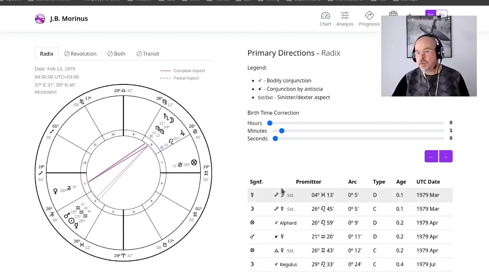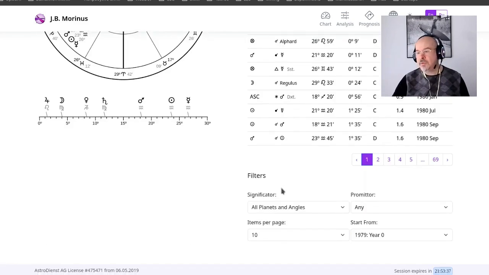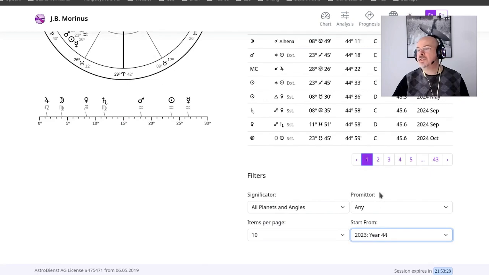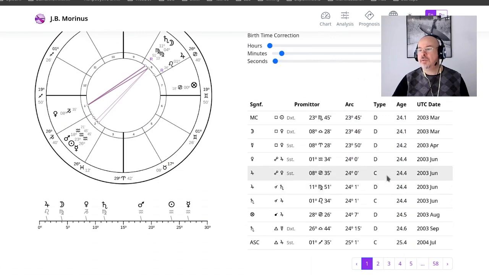Let's now examine what was happening in 2003. I will input 2003 into the filter and examine the directions starting from that year. What do I observe? The first direction that unfolds this year, in March, is linked to work, to the activities of the native. I'll skip it.